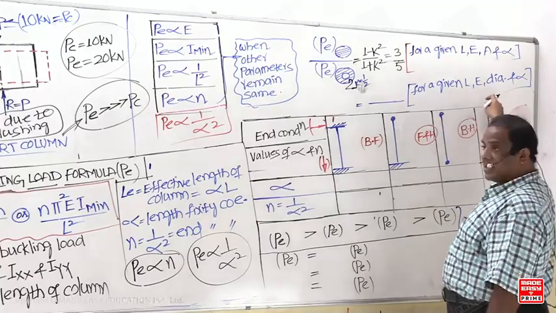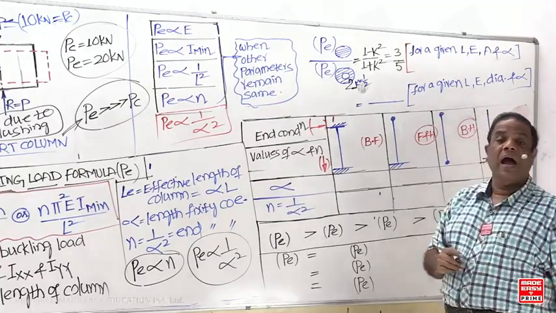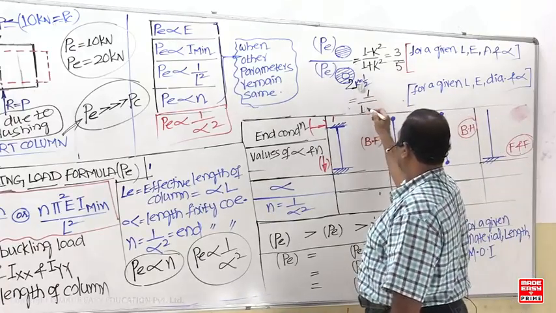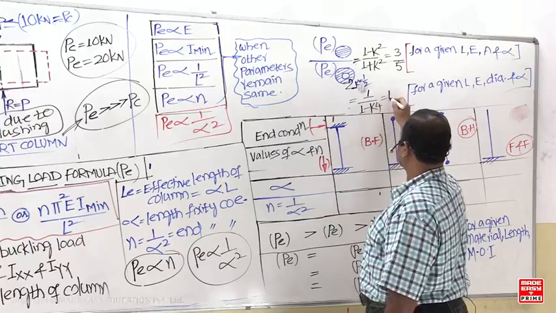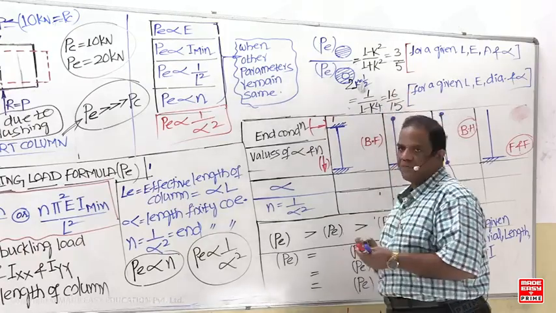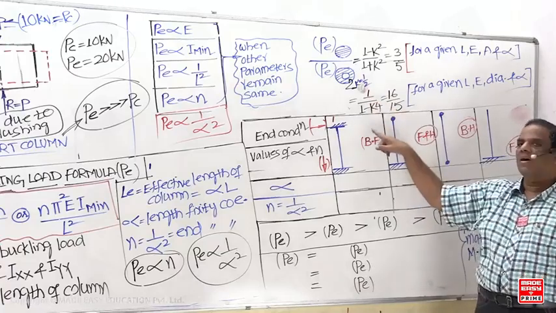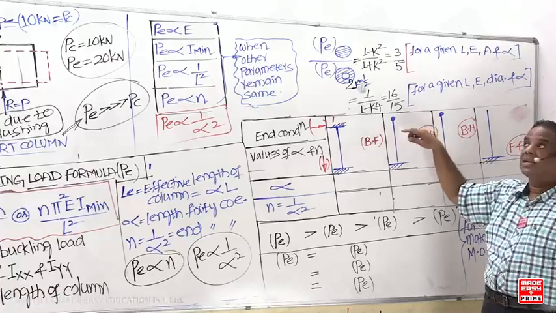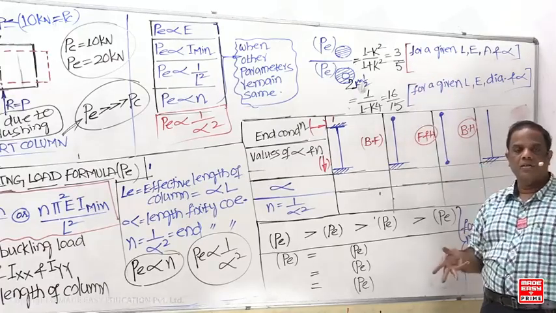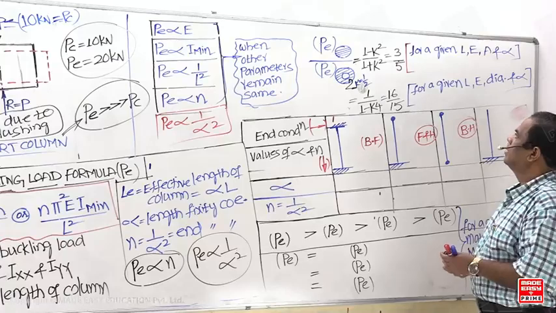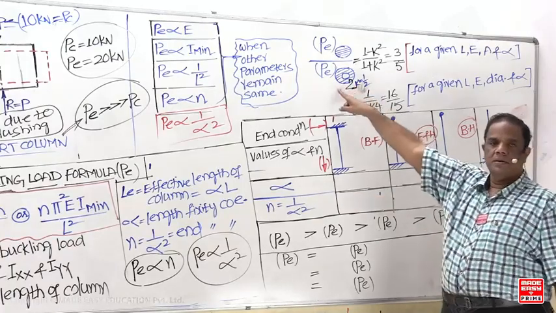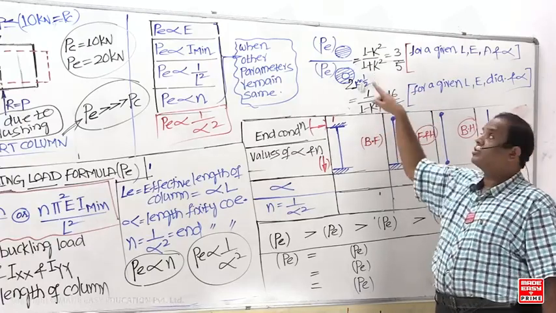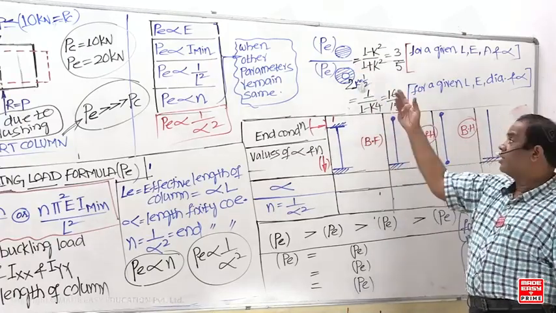Next, when diameters are the same, which one is better? Hollow is better. The ratio will be 1 by 1 minus k to the power of 4, which is 16 by 15. We should be careful now. The options given are 3 by 5, 16 by 15, 5 by 16, and 5 by 3. Here hollow is better, therefore the ratio should be less than 1. In the second case, solid is better, therefore the ratio should be more than 1. All these ratios are given.